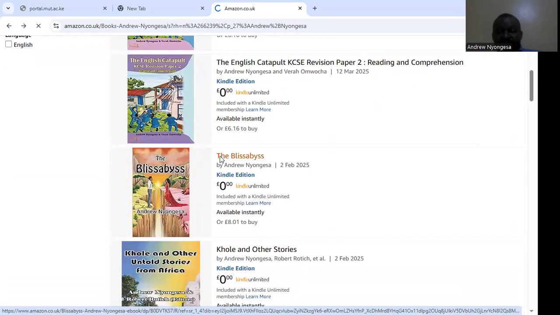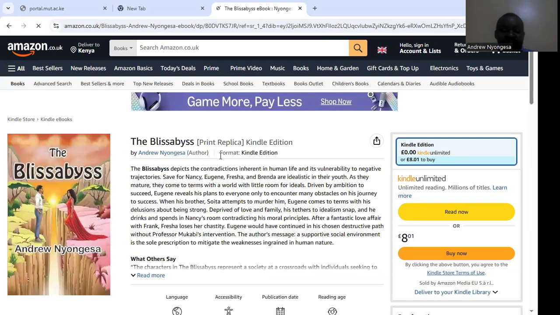And then next on the queue is the Blizzard Beast. I talked about the Blizzard Beast in my first video. It's a book that talks about appearance and reality. This was my second book, and I look at the character Eugene, the character Fresha, the character Nancy Omolo, the character Wambaka, and many other characters in university. This is the story of Eugene, a young man with a great vision.